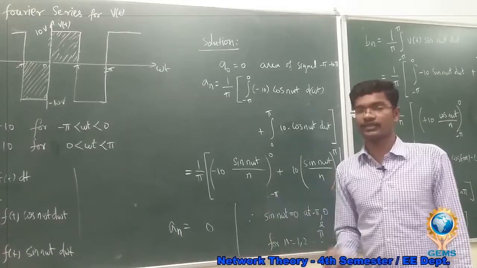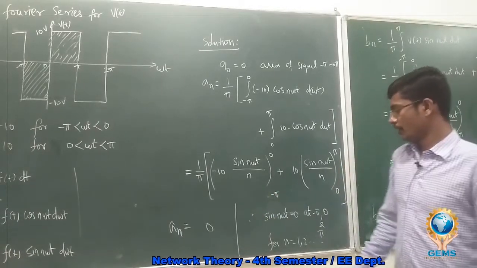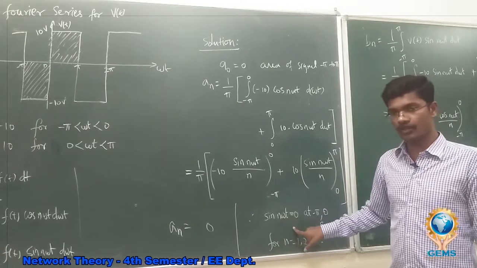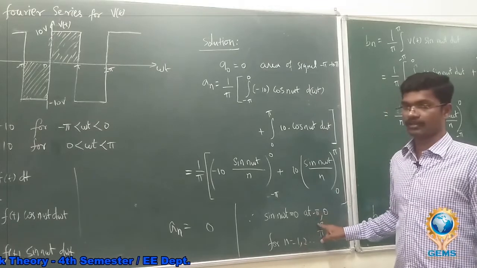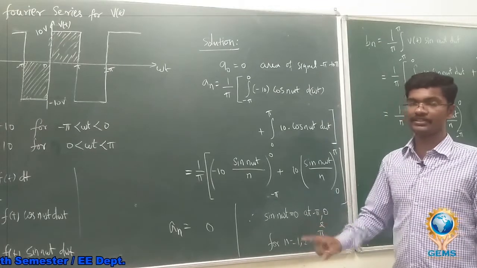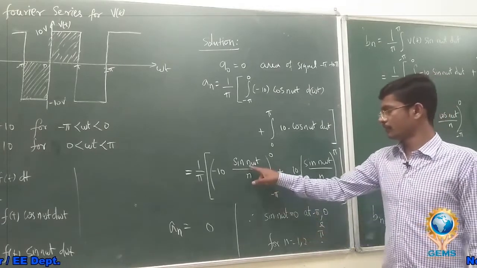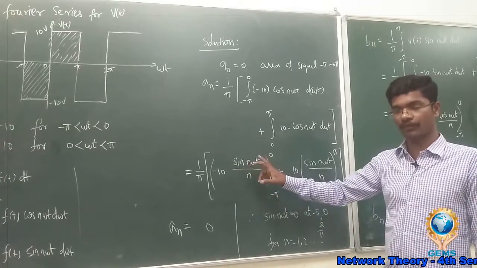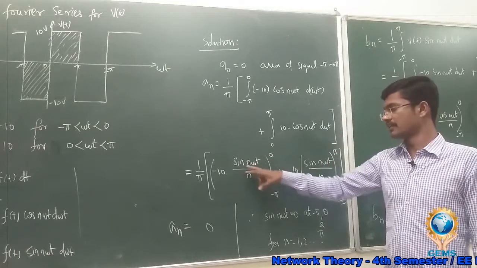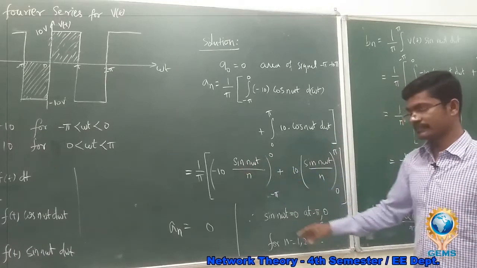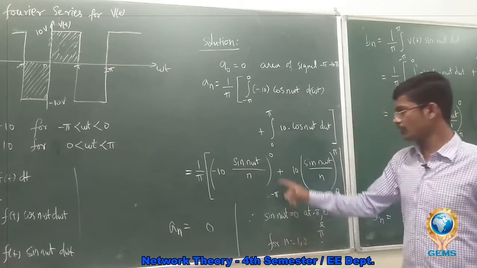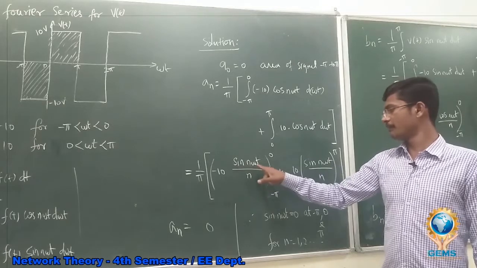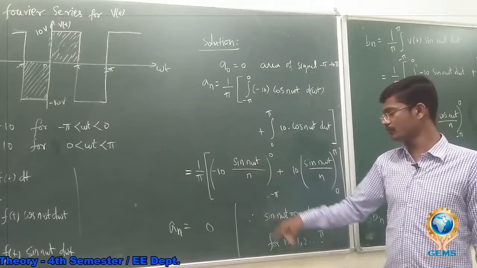Here you should remember one thing. For the value of sin n omega t, if you put 0 or pi or minus pi, the value is 0 only. If you know the value of sin pi, sin 2 pi, sin 3 pi, sin 4 pi, for any number of pi, the sin pi value is 0. Same like sin 0 is also 0. So if you put the value minus pi here, we will get sin of minus n pi equal to 0.